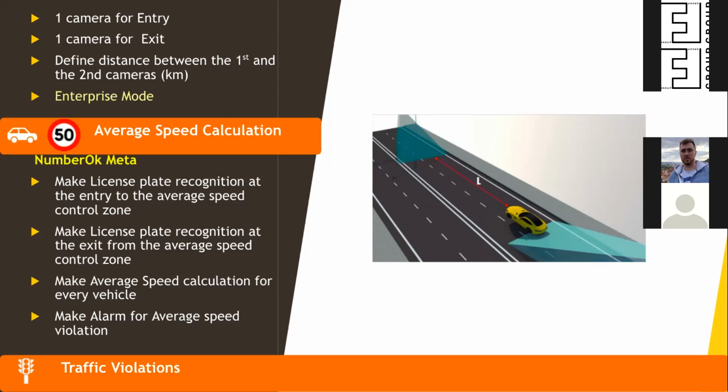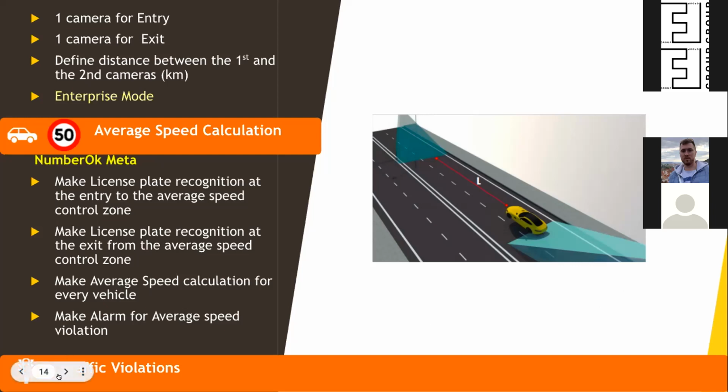And also you can set alarms for speeding. In NumberOK META, you will see such vehicles as violators, and the reaction can be a colored line, sound, or sending an email notification. Sergey, would you like to add something to show us average speed calculation in NumberOK META?